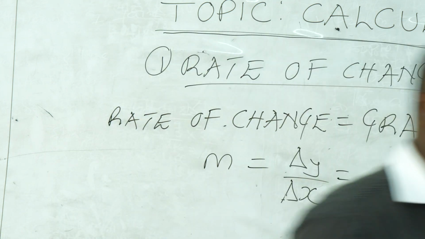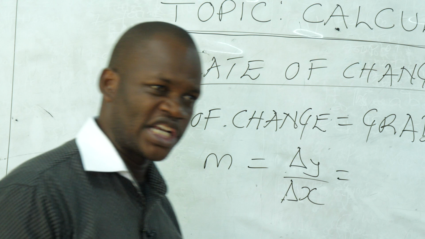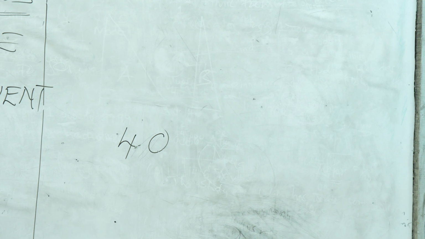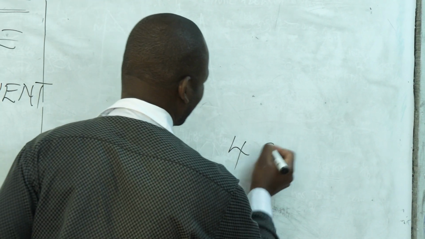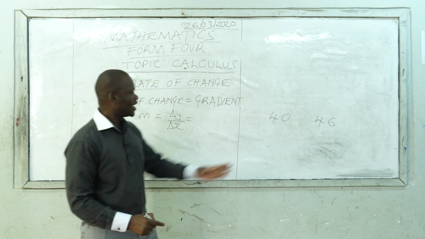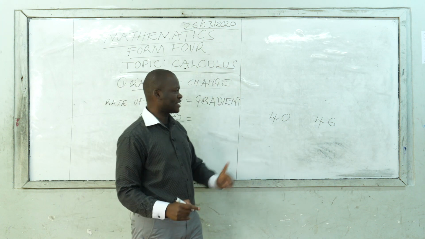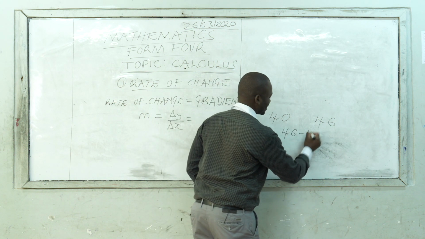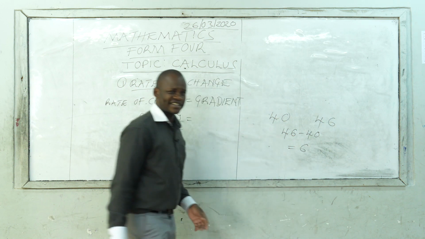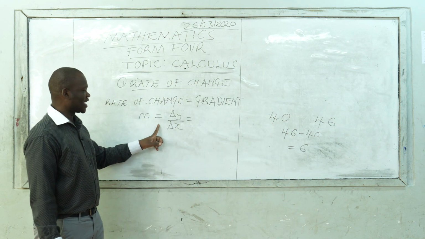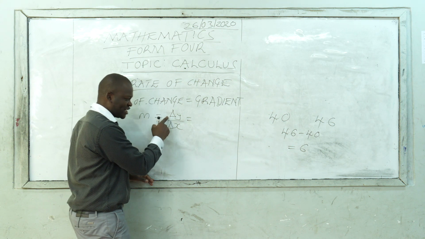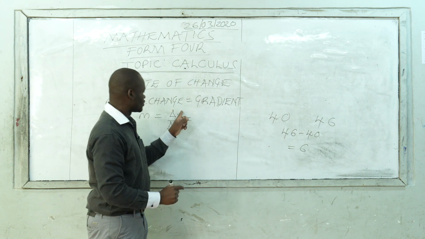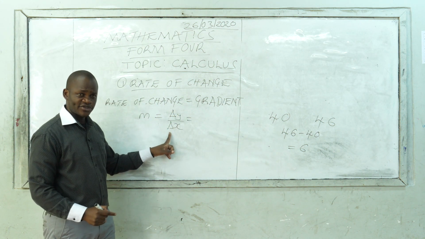Now, to obtain change, you need to compare two values. For example, if a student got 40 marks in test 1 and then they end up getting 46 marks in test 2, what is the change? I compare the marks of the two tests and find the difference. The change here is 46 minus 40 to give you 6. So the same argument will be applied here. For me to obtain a change in y and corresponding change in x, I must have two values of y and two values of x.